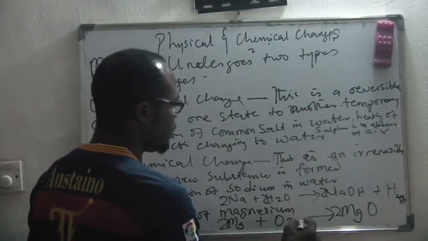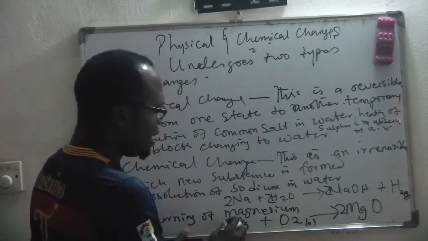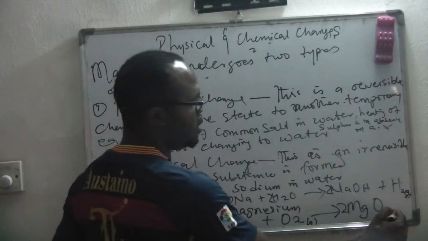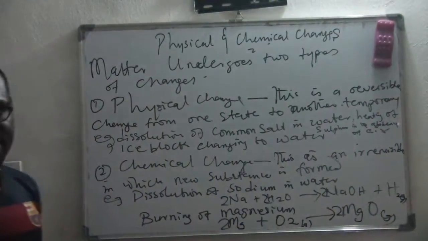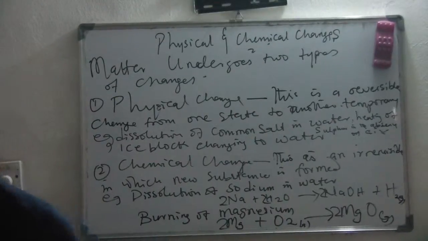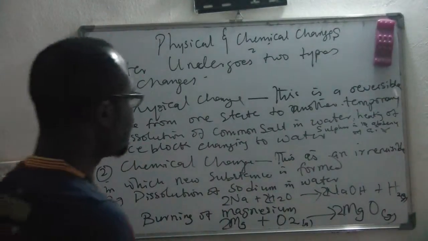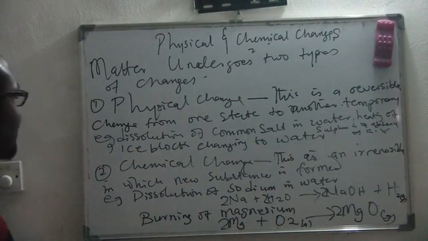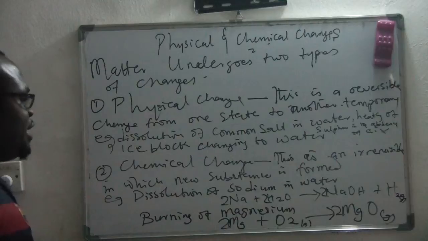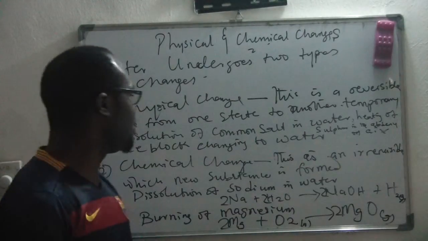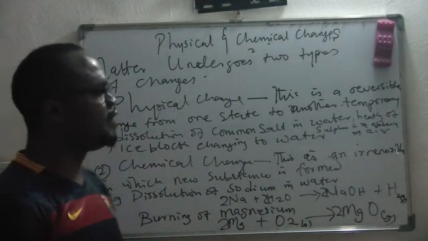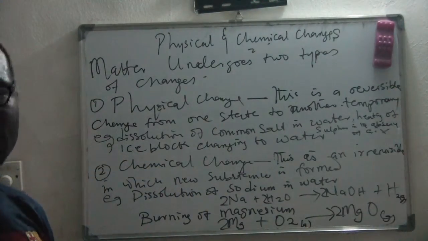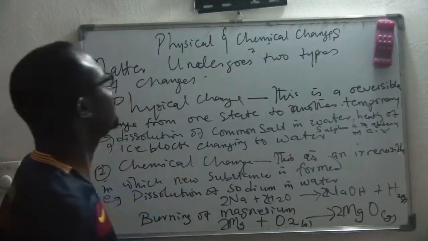So this is what we have: magnesium metal burning in oxygen gas to give us magnesium oxide. Is that clear? So this is another example of a chemical change. Then we will ask you, which of the following is a physical change? They will write burning of magnesium in air, dissolution of sodium in water, melting of ice block. Which one is a physical change? Melting of ice block. You're supposed to know it.